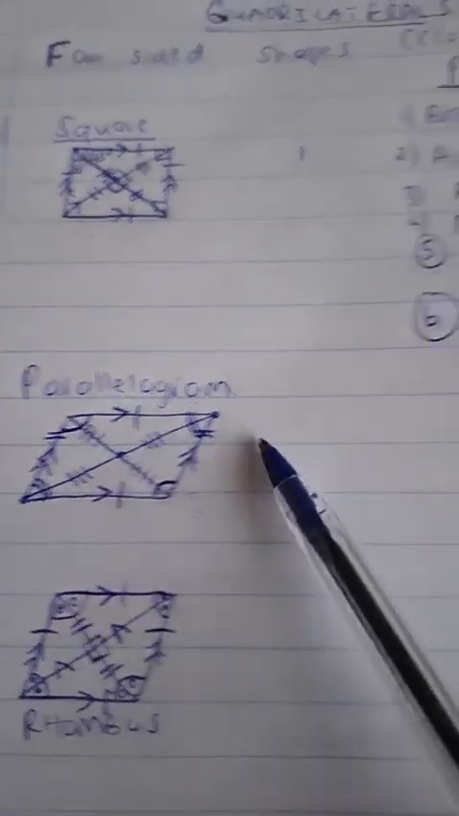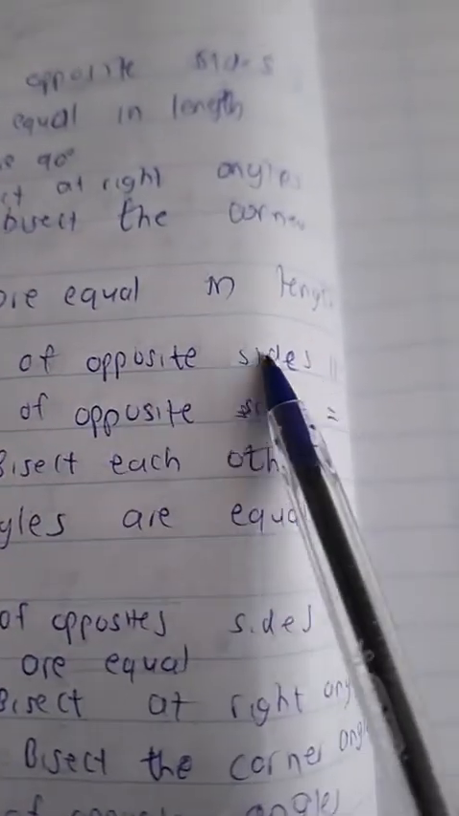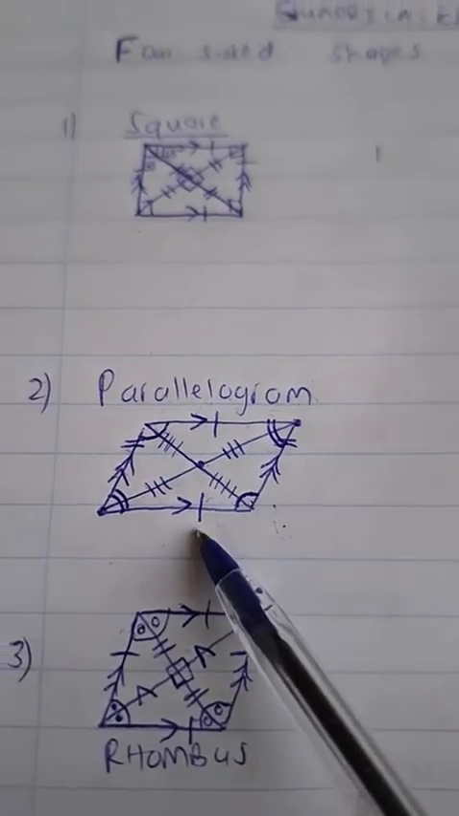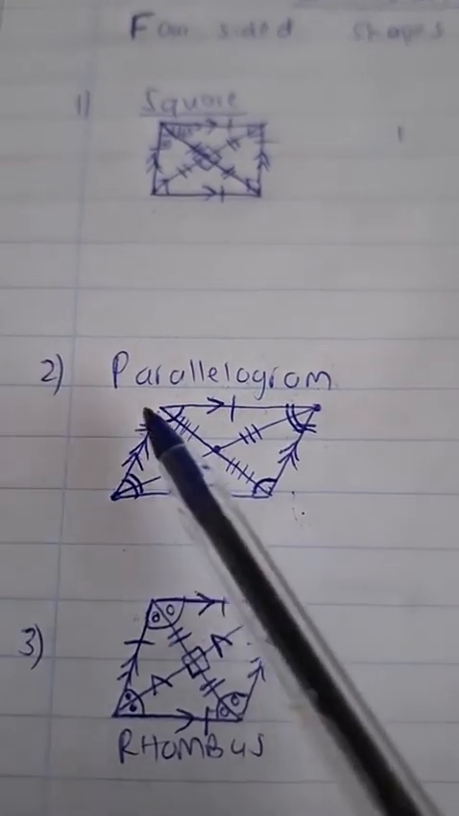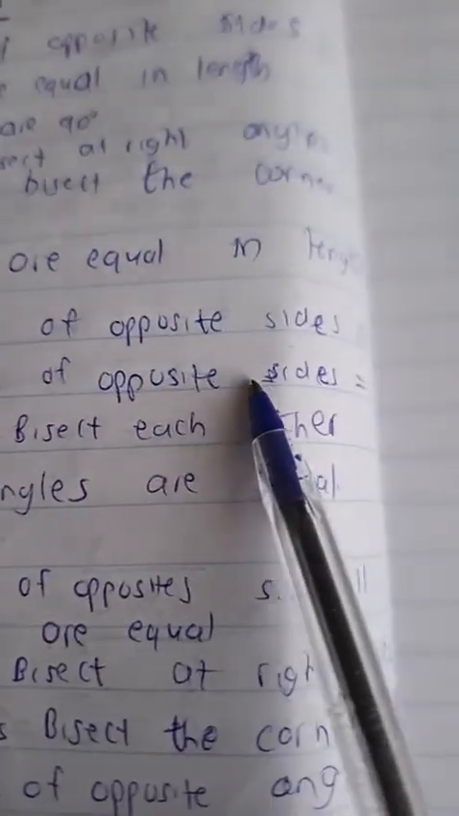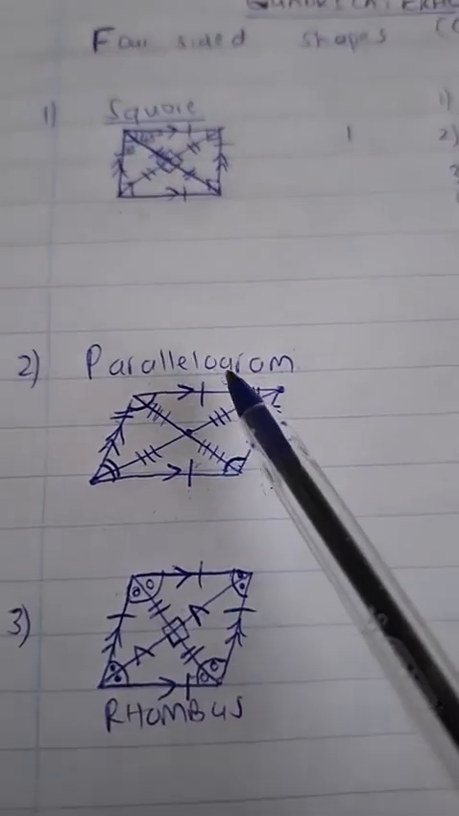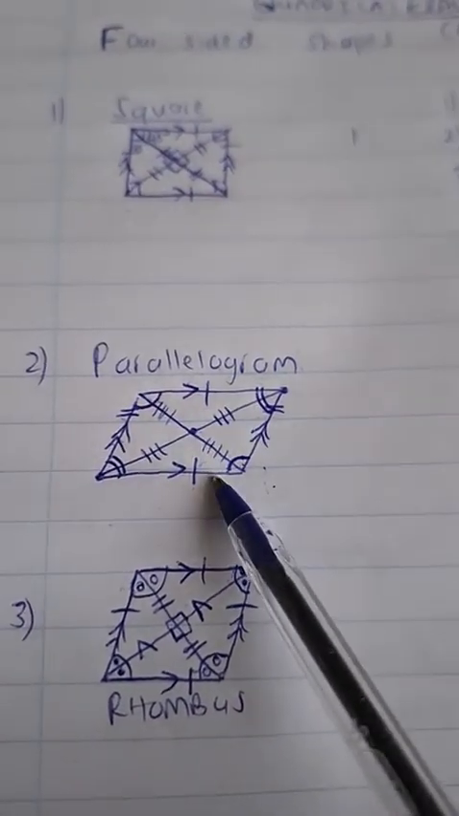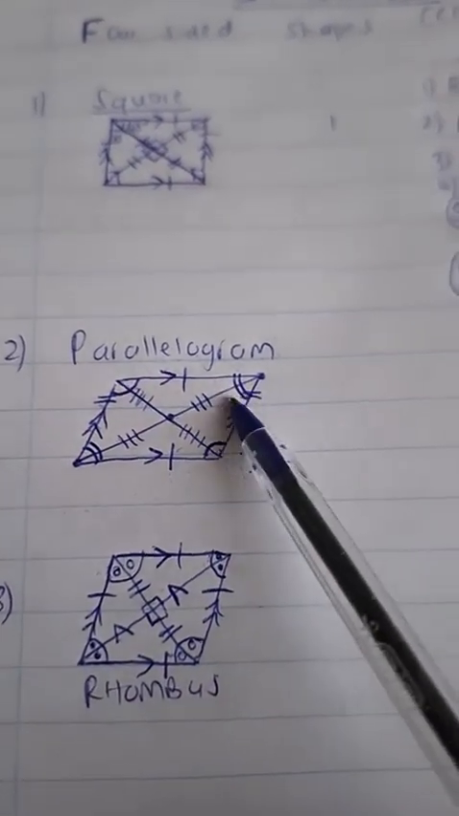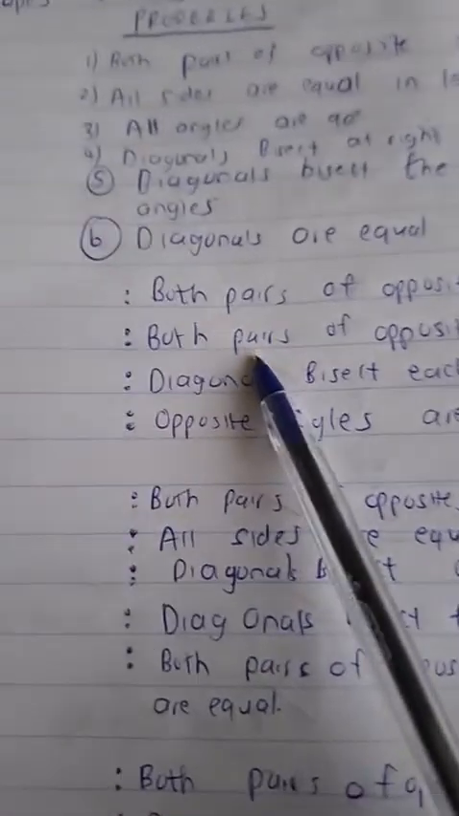So a parallelogram, 1, has both pairs of opposite sides parallel. Okay, both pairs. So this side is parallel to this one, this side is parallel to that one. Secondly, both pairs of opposite sides are equal. In other words, this side is equal to that one, that side is equal to that one.